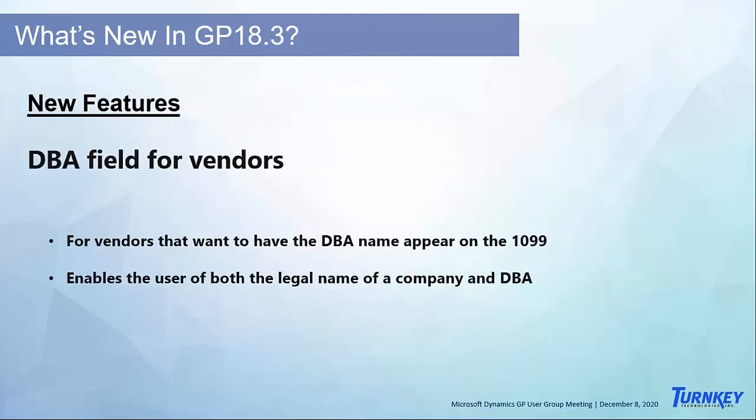Okay, so vendors that have a doing business as or a DBA name in addition to the legal company name and want to have the DBA name appear on the 1099s can now do so. As you know, it's common for companies to have a legal name registered but do business under another name and the name that they want the customers to see, for example. And this feature enables the use of both the legal name of a company and the DBA.